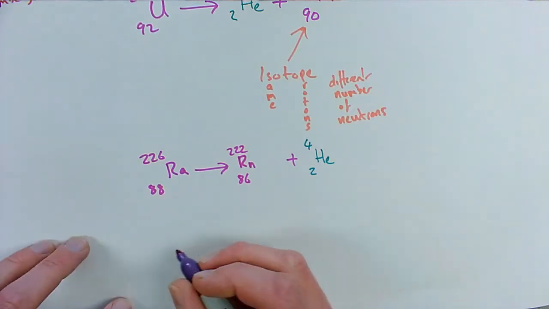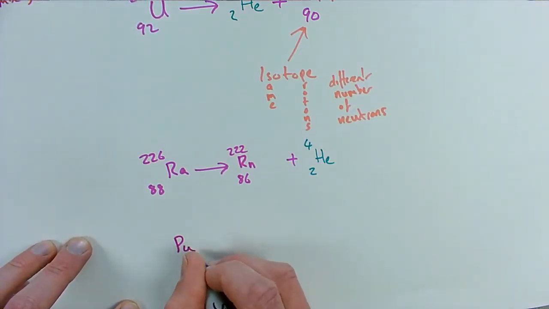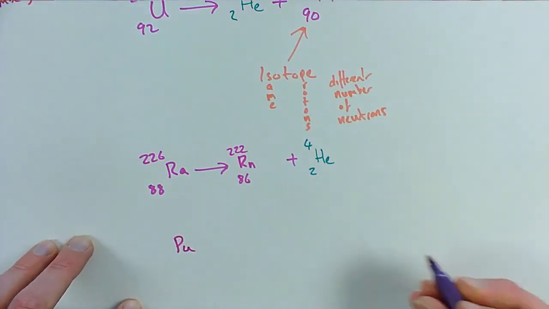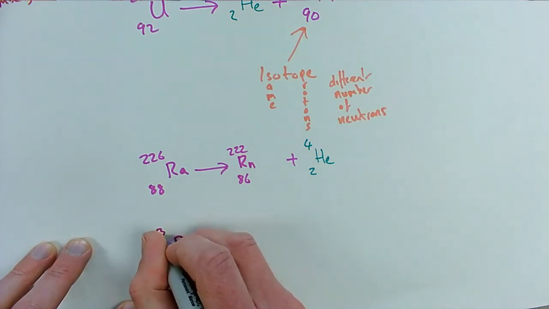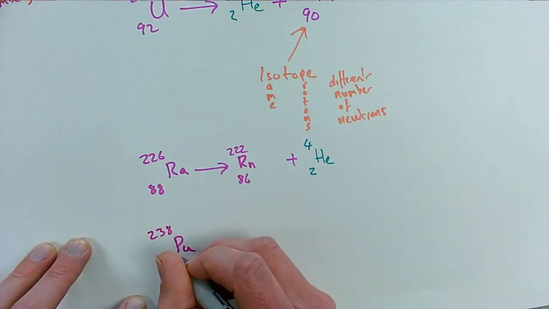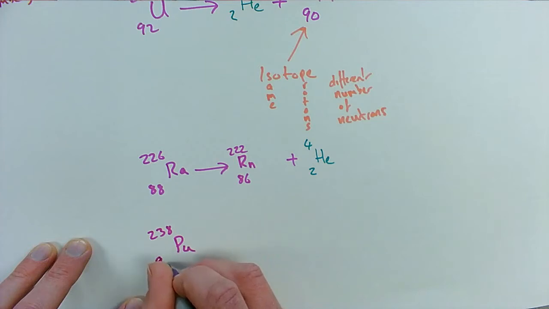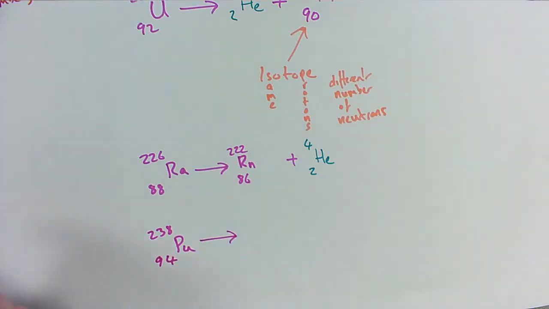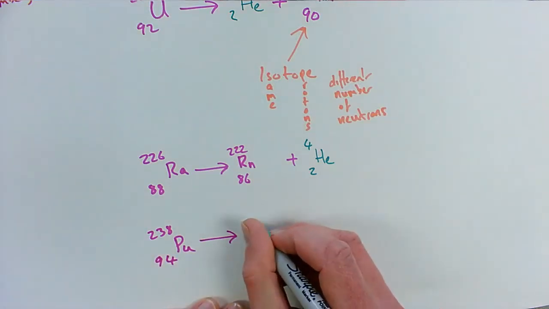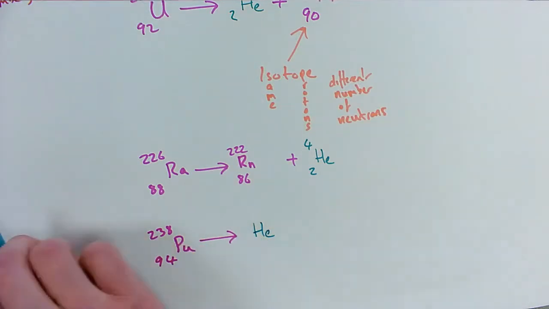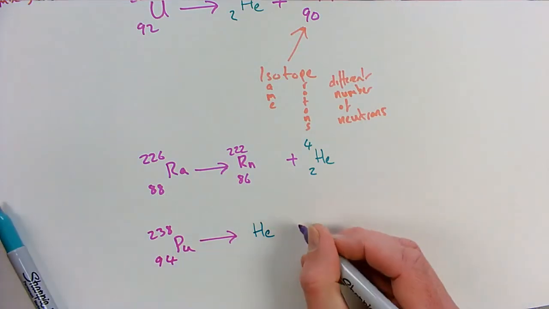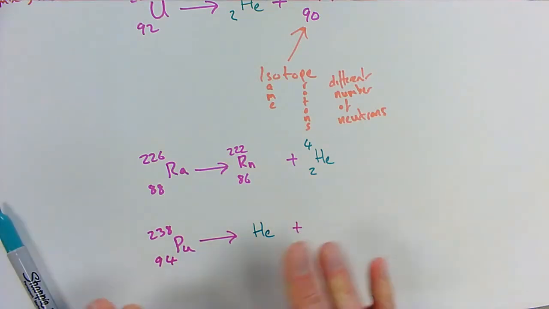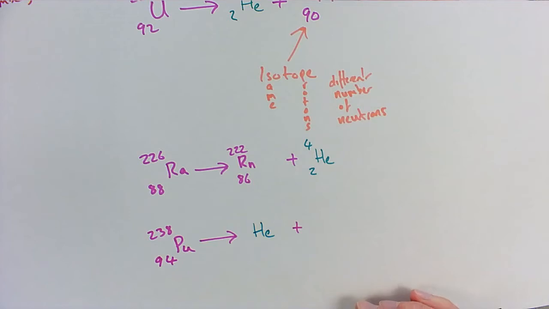We'll go with plutonium. Plutonium-238, and it has got an atomic number of 94. So I'm using an isotope of plutonium here. And all I'm going to tell you is it gives off alpha. And I'd like you to pause the film and have a go at completing it, working out what's left. And then once you've done, unpause the film.